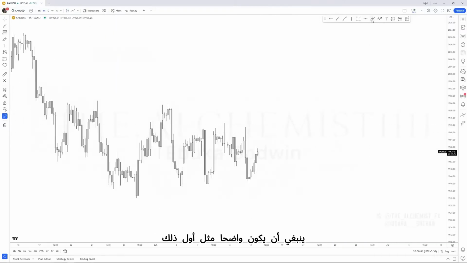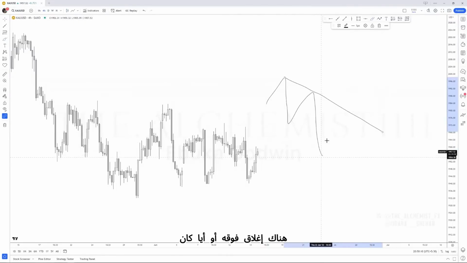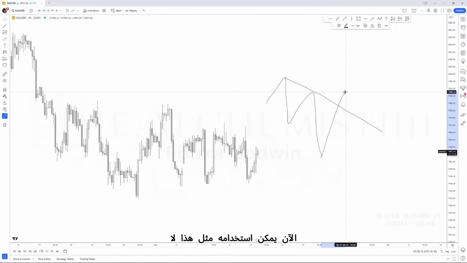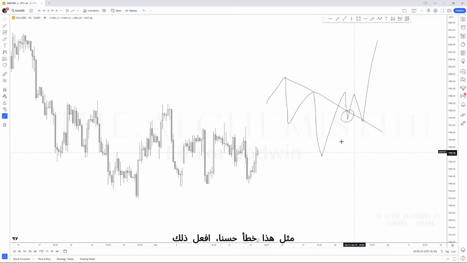It could be any two points, but if there are closings above it or whatever, it can still be used like this, no problem. But let's say the market closed below it again like this, and then you try to use it once again like this, that is a mistake. So do not do that.